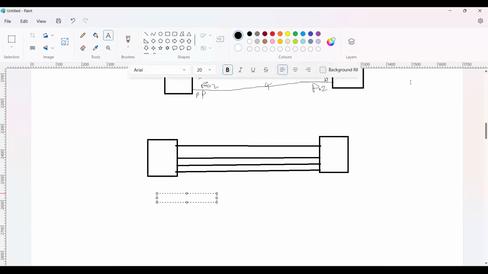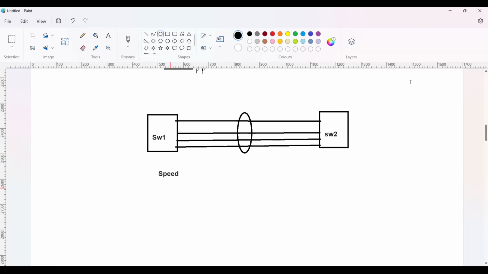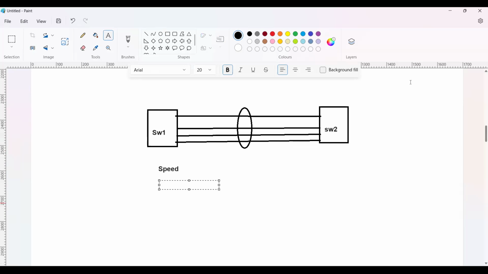First one is speed. Both speeds should match, on switch 1 and switch 2. Whichever ports, whichever links we are using in between, the speed must match. That is the first requirement. And duplex must match. Duplex also must match.